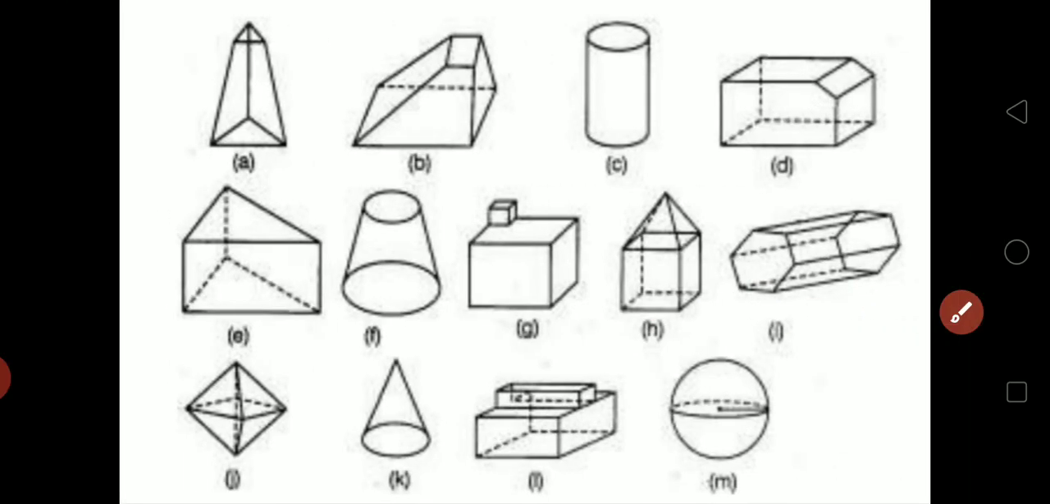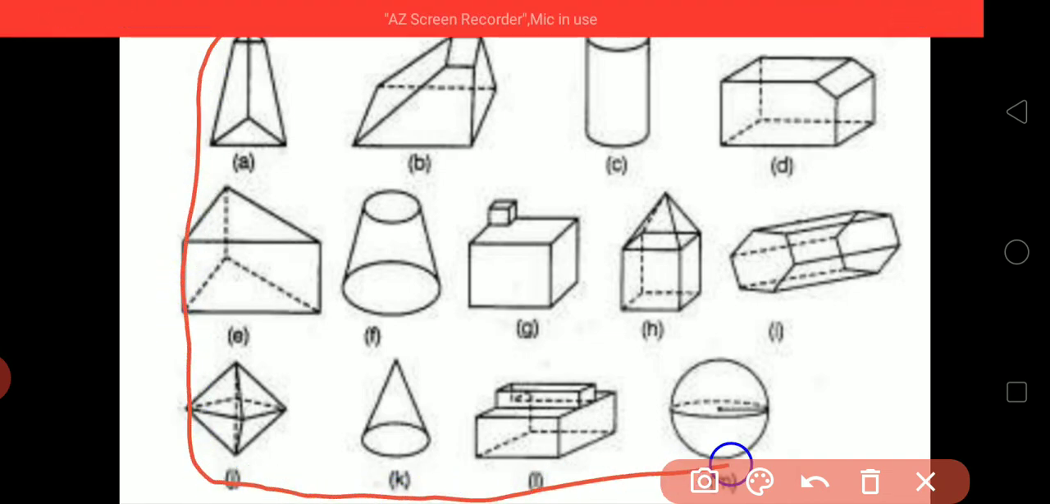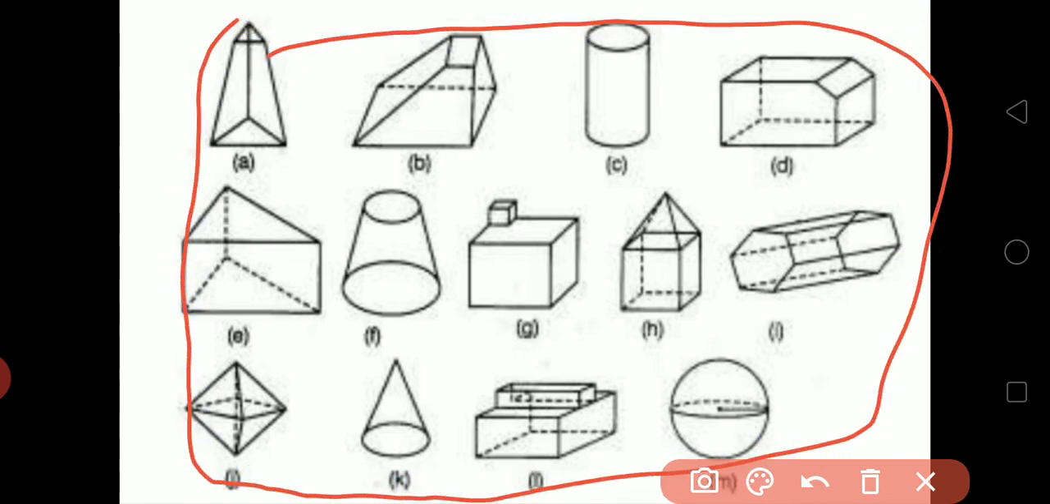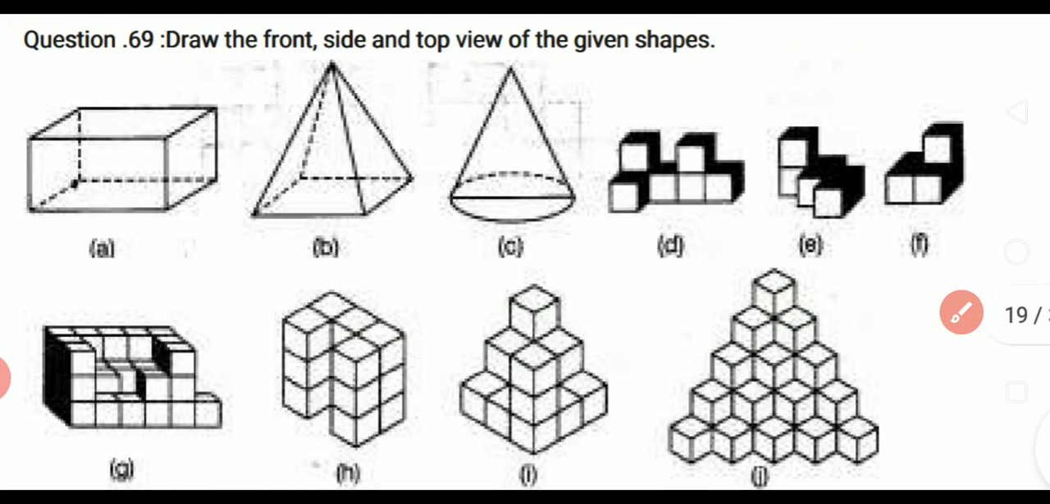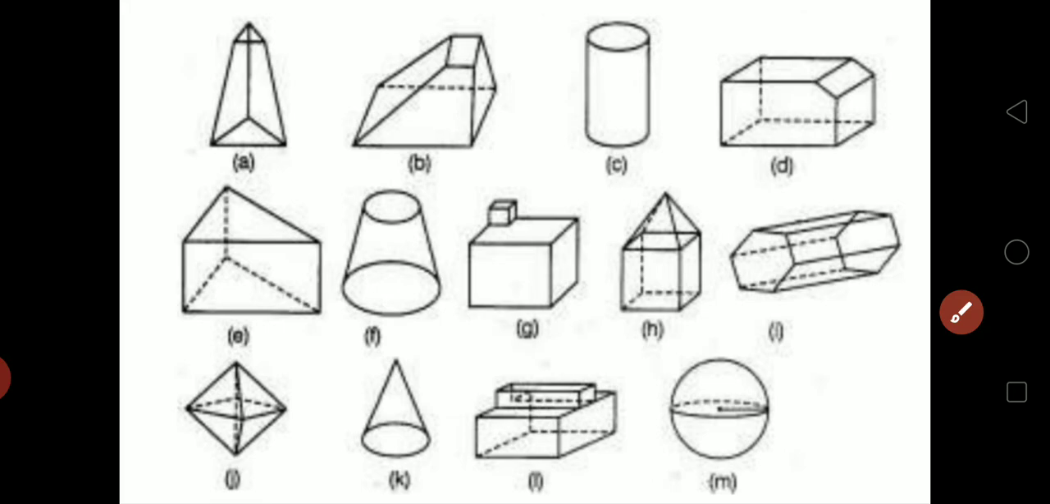We have to find out which of the following is a polyhedron and which is not a polyhedron. We will cover this in the next video because it's quite a long question. We have to find out the faces, edges, and vertices, then put them in the Euler formula and check whether it is satisfied or not.